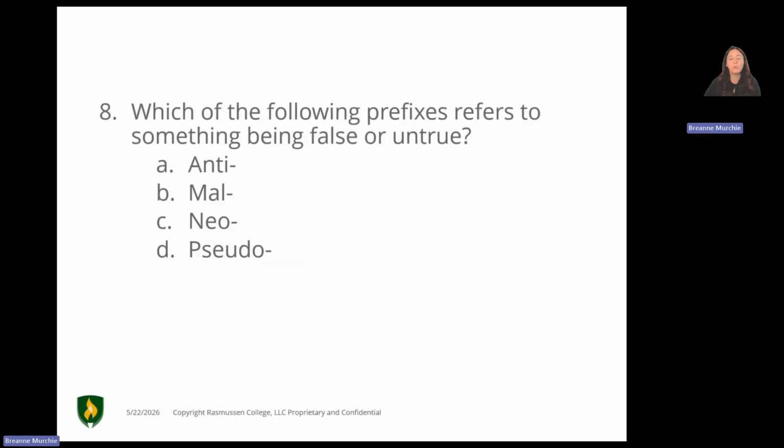Number 8, which of the following prefixes refers to something being false or untrue? That's going to be pseudo. Anti means against. Mal means bad. Neo means new.